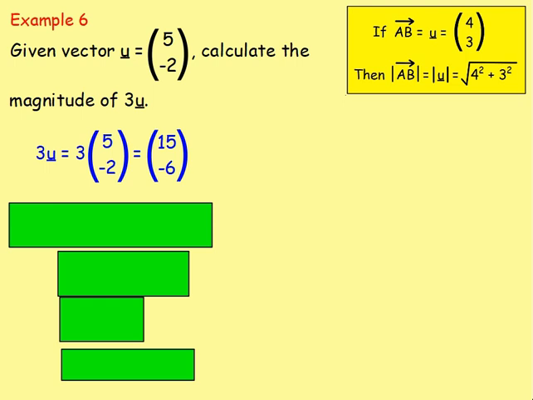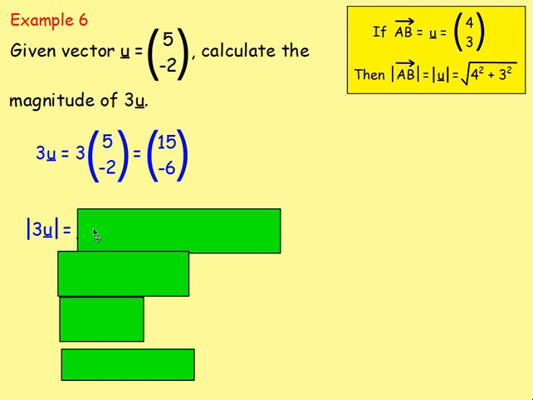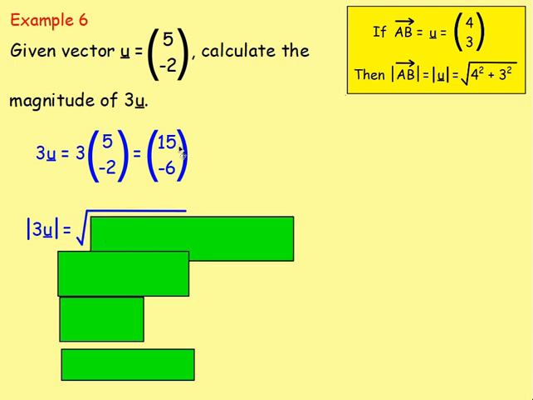Michael, what do you think you do after that? Brilliant. You then just work out the magnitude of that. So write down 3u, put the modulus sign at either side of that, and then to work out the size of it, it's going to be the square root of each of these numbers squared and added together. So it's the 15 squared plus negative 6 squared.